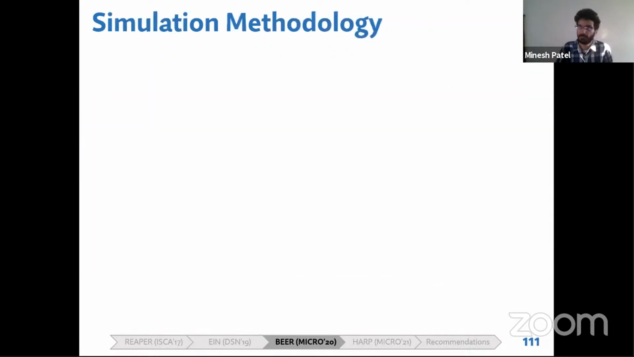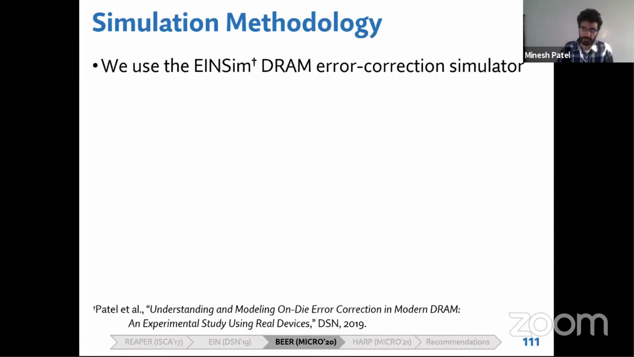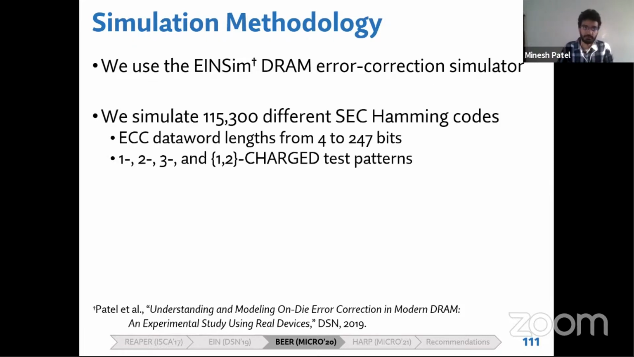So I'll quickly describe our simulation methodology. We use the EINSIM DRAM error correction simulator, which I described as part of the previous work, EIN. Here we simulate a large number of representative single error correcting Hamming codes with a wide range of data word lengths. And we also simulate 4 different data pattern combinations: the 1, 2, and 3 charge patterns, and the combination of 1 and 2 charge patterns.